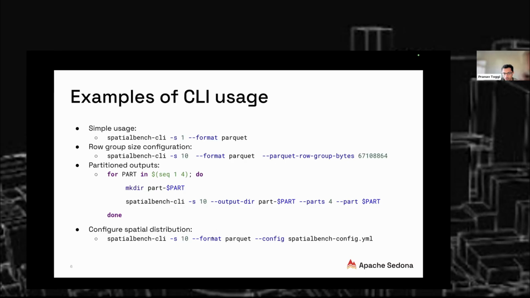And yeah, it also offers configuring the spatial distribution. So you can control what kind of distribution you want and bring in certain types of skews to test your engine in different scenarios. All that is done via the Spatial Bench config YAML file. You can find that in the root directory of the repository.